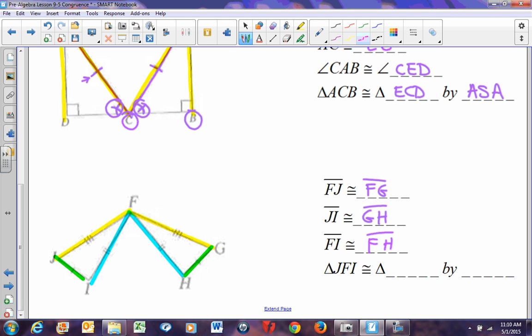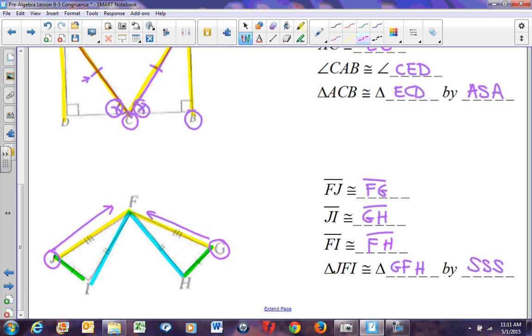Therefore, if I look at my triangle, I'm going J, F, I. So through the yellow side, through the blue side. I have to start with the angle that's between my green and yellow highlighter. So if it's angle J here, I have to start with angle G here. So that would be G. Then they went to F. So they went this way, so I have to go this way. So it would be G, F, and the only letter left is H. And what are they congruent by? All three sides seem to be the ones that are congruent. So side, side, side.